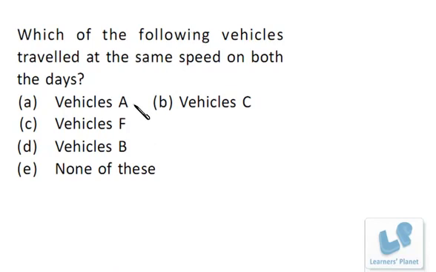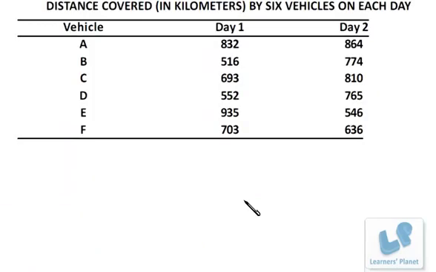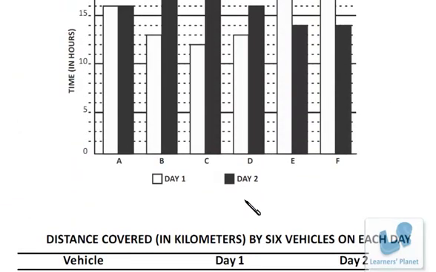We have 4 options, that is A, B, C, F, and if none of them is correct, then we have the option E, none of these. So we need to check the speed of A, B, C, and F. Let's do it one by one.